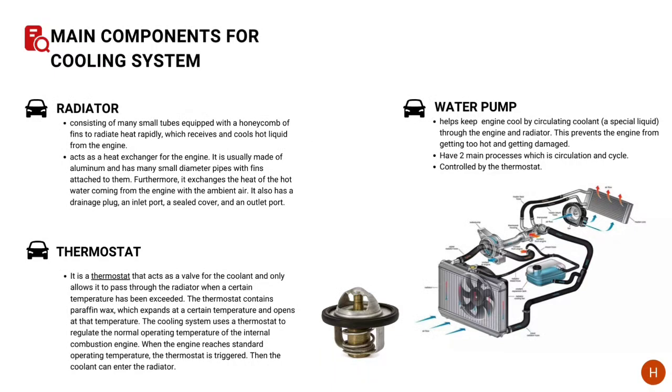The third one is the thermostat. The thermostat acts as a valve for the coolant and only allows it to pass through the radiator when a certain temperature has been exceeded. The thermostat also contains paraffin wax, which expands at a certain temperature and opens at that temperature. The cooling system uses a thermostat to regulate the normal operating temperature of the internal combustion engine. When the engine reaches standard operating temperature, the thermostat is triggered, then the coolant can enter the radiator.